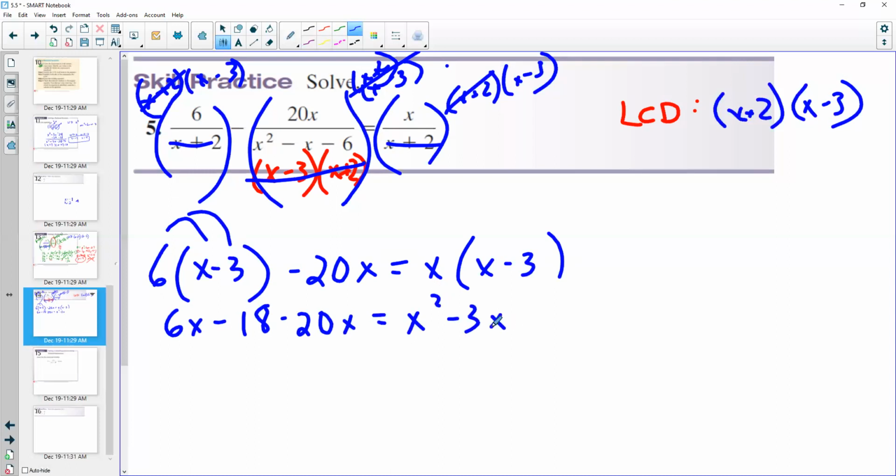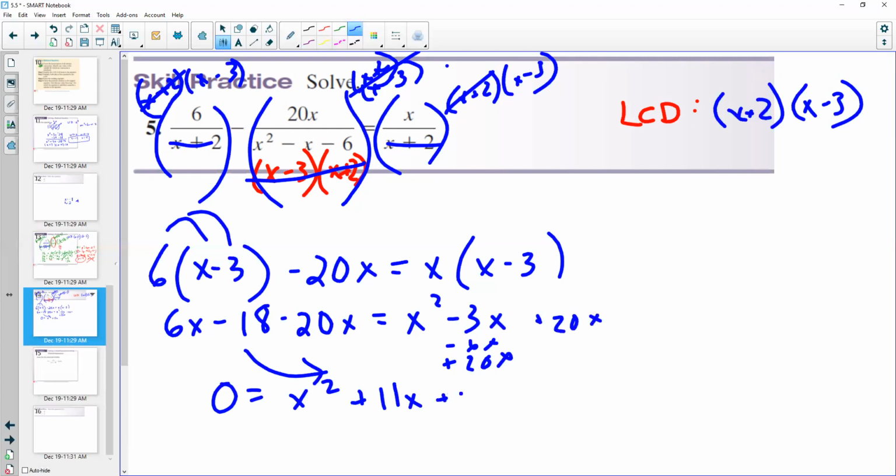So now to get this in standard form, everybody's got to go one way or the other. I'm going to move all this stuff to the right because I want x squared to be positive. So I'm going to get 0 equals x squared, let's see, minus 6x plus 20x plus 11x plus 20x. Did I do that math right? Oh, no, I didn't.